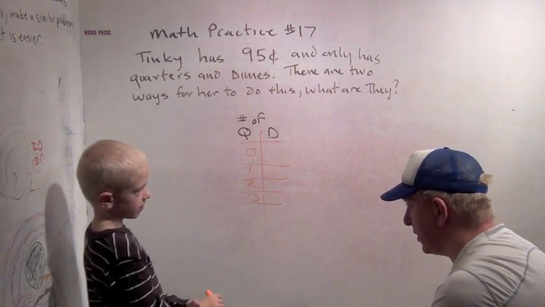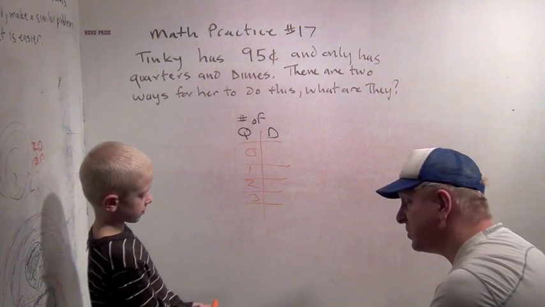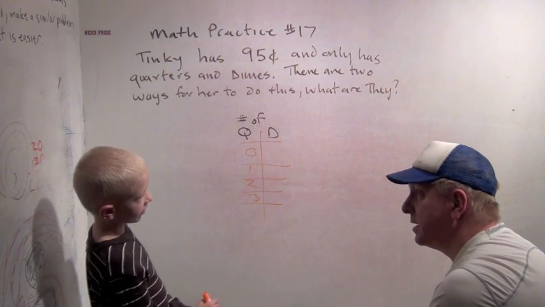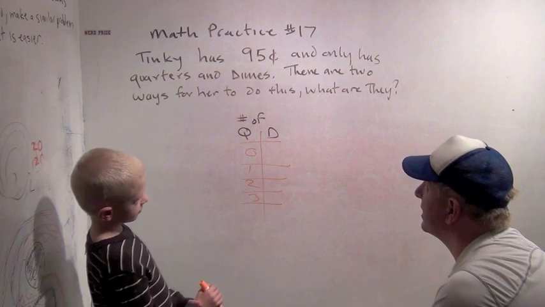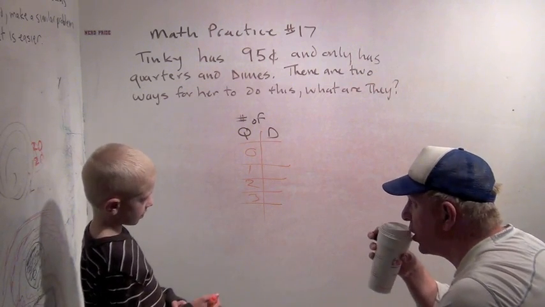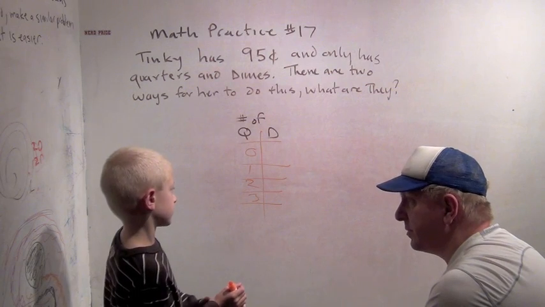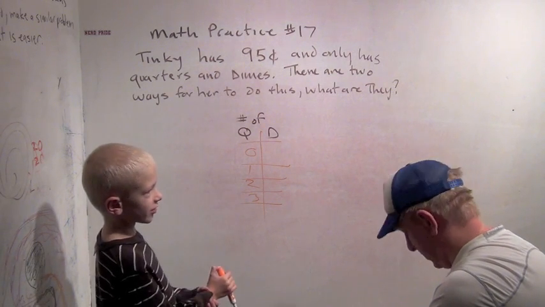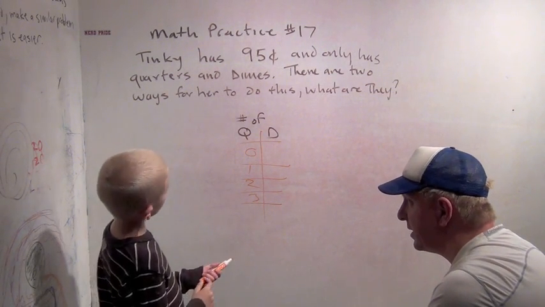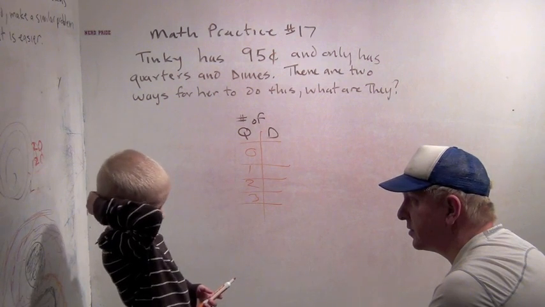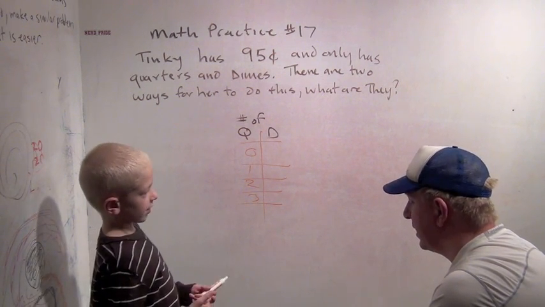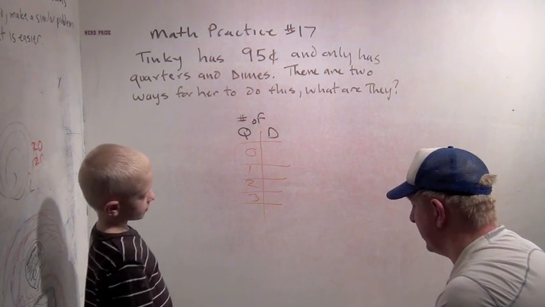I'll start at the end. Okay, three. So she has three quarters. So how much money is that? 75 cents. Okay. Can she make 95 cents using only dimes? Yes. She can have two dimes. Oh, yeah? How much is two dimes? Two dimes is 20 cents. 20 cents. And 75 plus 20 is 95. Okay, awesome. Great job. So write two in there.